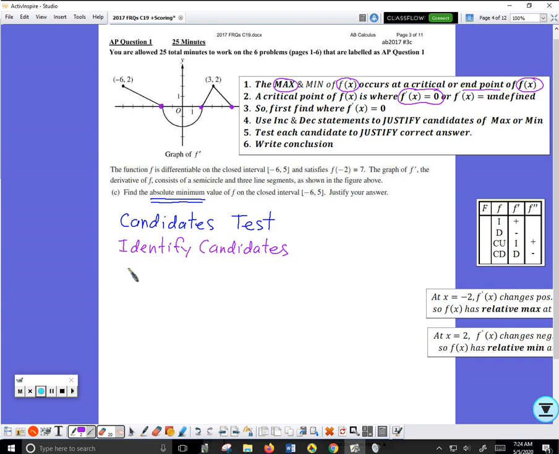So if I write on my paper, F prime of X is equal to 0 when X equals -2, that's this one, 2, that's this one, or 5, that's this one. I have now identified the candidates. And by identifying the candidates, they usually will give me a point for that. In this particular case, they did, so that was 1 point for getting there.